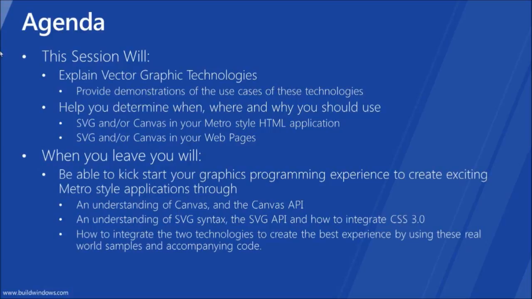So what I'm going to do is a quick review of these technologies, specifically Canvas and SVG, and then we'll talk about where and when you could use those in your Metro style HTML application or on the web. We'll start with the simple scenarios, and then we'll go as far as the extreme scenarios, just to give you a taste of where you could use them now in your practical applications and give you a view into the future about what you can do.